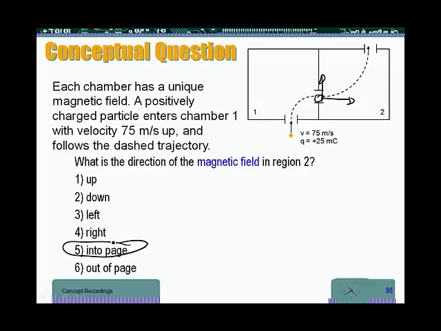Now one question I might ask you, what would be the velocity of the particle as it exits here? This is an additional question that I'm adding here. Since the whole time the particle was moving in these chambers, it was subjected only to a magnetic field. The magnetic field is capable of changing the direction of the velocity, but not changing the magnitude of the velocity. So the velocity at the end should be the same 75 meters per second.